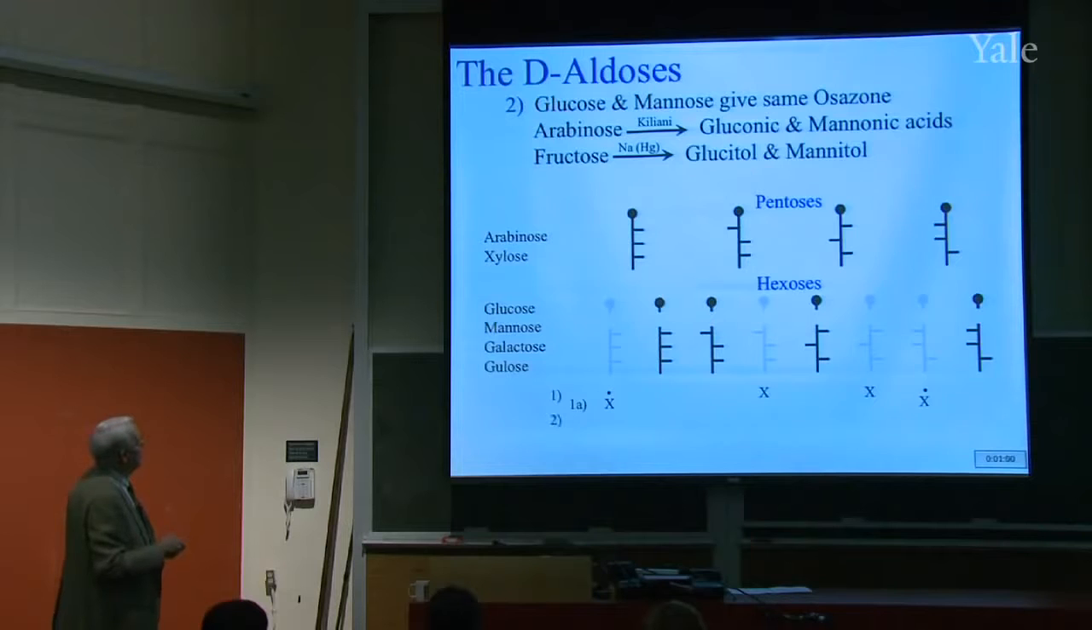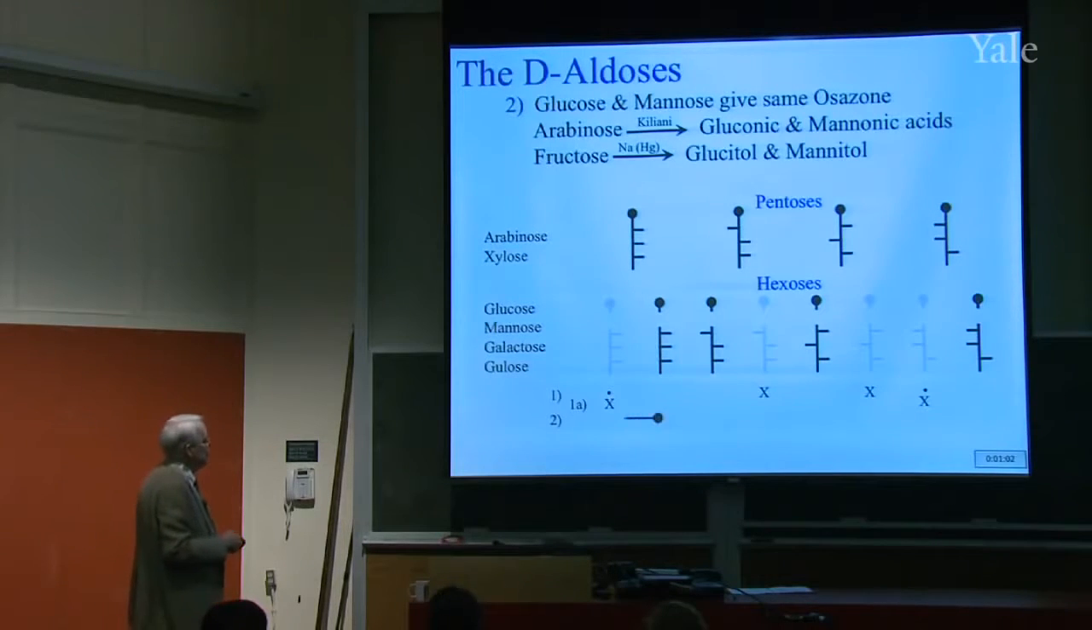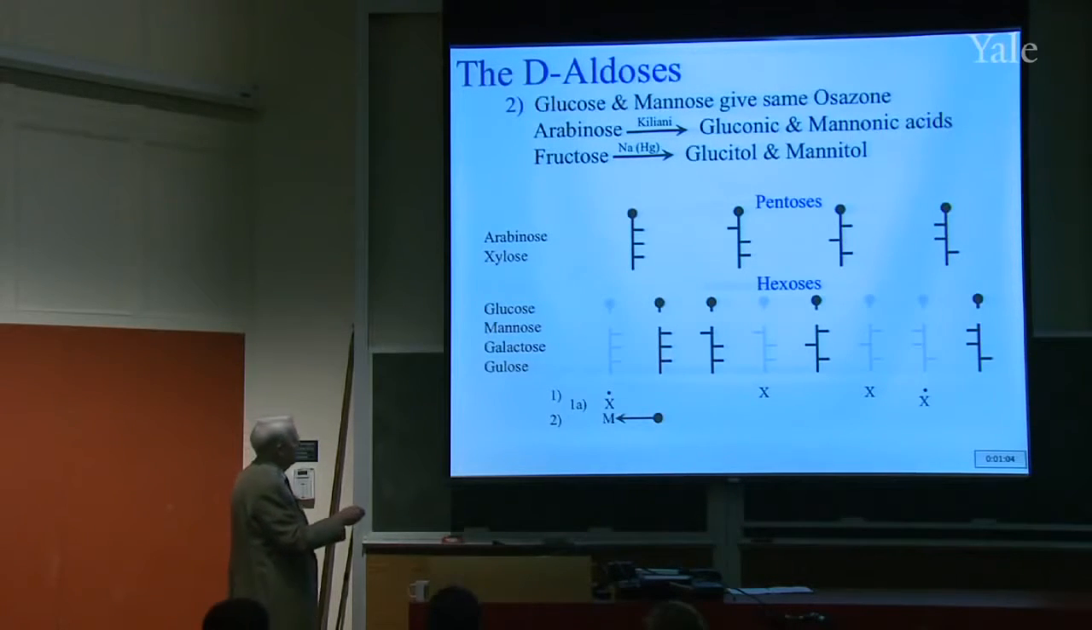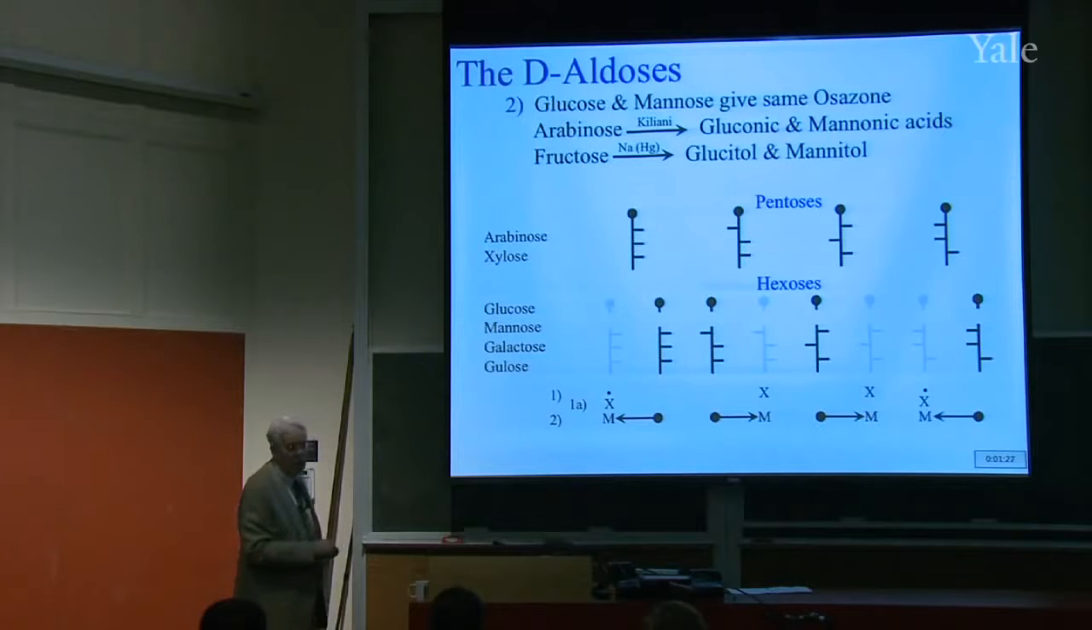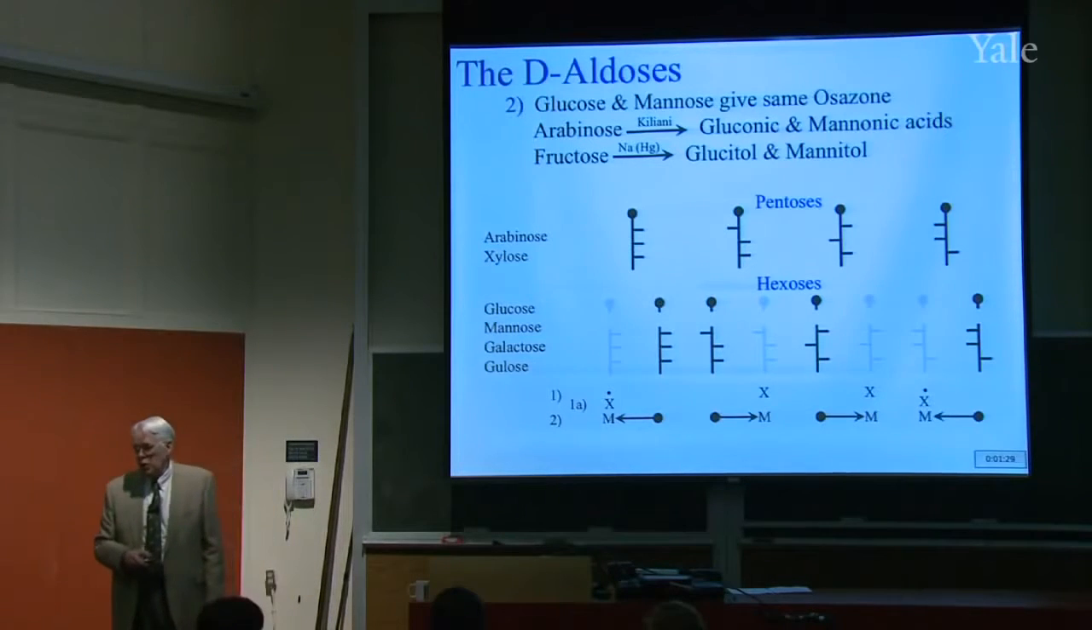So now when we look at evidence two, we know that if this is glucose, this is mannose, right? They differ only at that carbon, which this shows is not relevant here. If this is glucose, this is mannose. If this is glucose, what's mannose? This one, right? If this is glucose, this is mannose. And if this is glucose, this is mannose. Okay, that's what evidence 2 shows.